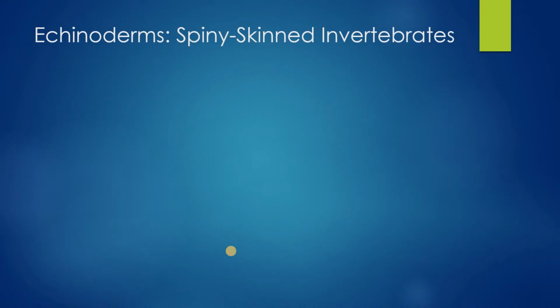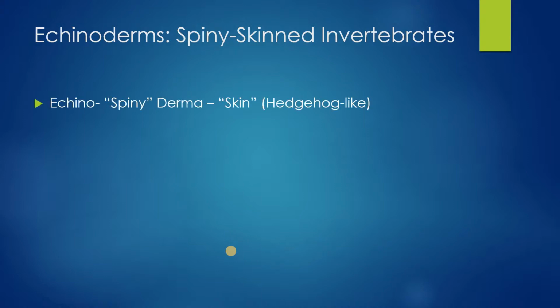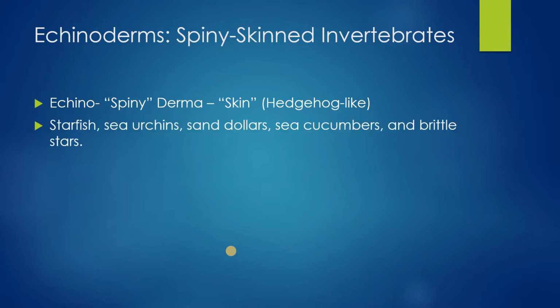The echinoderms, first of all, almost look like the word echidna. If you notice at the top there, you have the word echidna, essentially. Echinoderms are simply spiny-skinned invertebrates. If you remember what an echidna is, it's the monotreme, the mammal that lays eggs. Echino means spiny. Derma, of course, means skin, and your book says it means hedgehog-like, which is helpful because hedgehogs and echidnas are very similar, both ant-eating and also spiny.